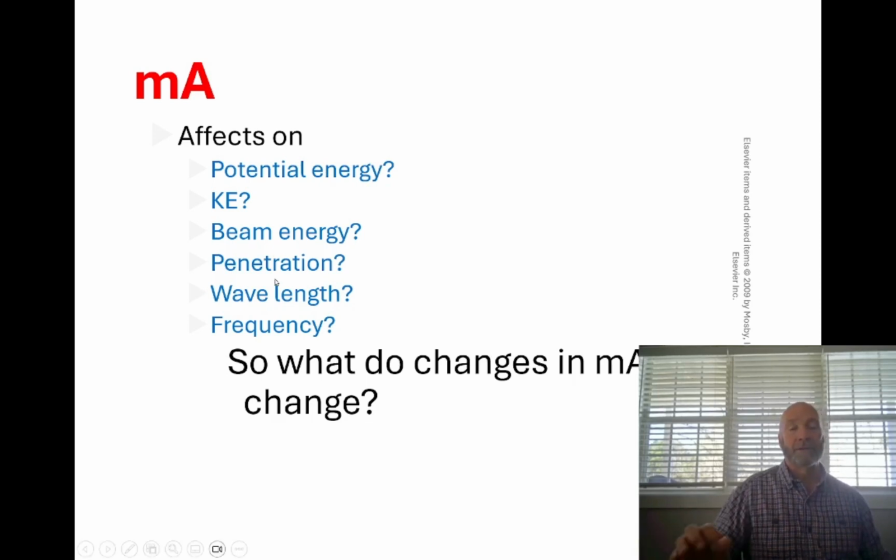mA doesn't control or really even affect the rate at which we penetrate. So it doesn't affect frequency and wavelength. 100% of what controls the frequency and wavelength of a given X-ray photon is kVp. So kVp controls those two. Really the only things mA changes are the heating of that filament, the creation of the space charge, the number of electrons we send across the X-ray tube, and the number of X-rays that we create once they impact that target.